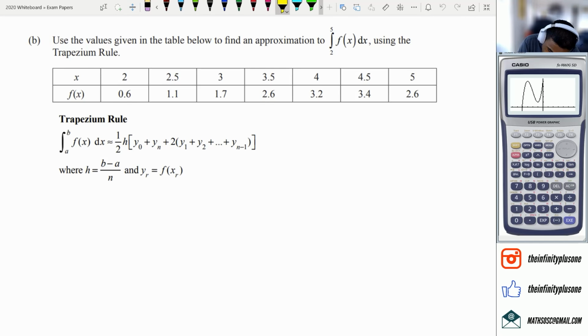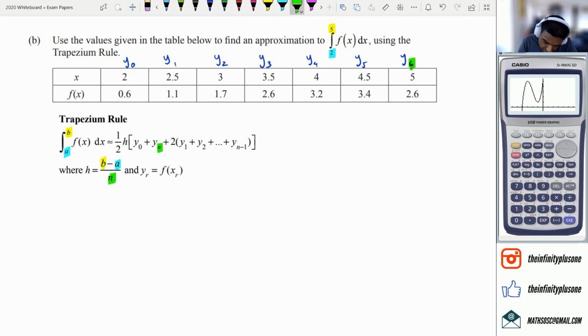What I mean by that is we've got 5, which happens to be the value of b, and then we've got 2, which happens to be the value of a. And then n is how many of these you actually have. So we're going to put this as y0, y1, y2, y3, y4, y5, and y6. So basically, that 6 there is your n.